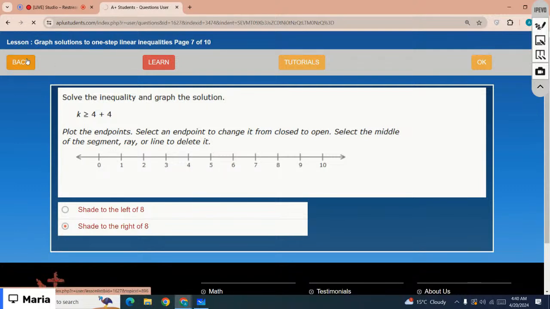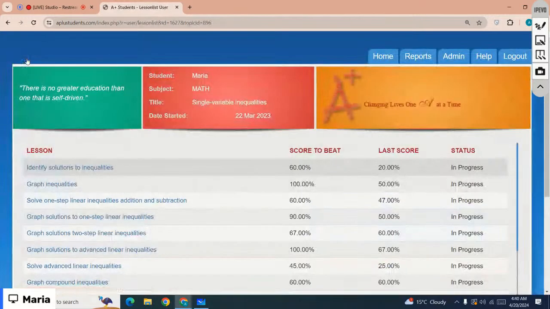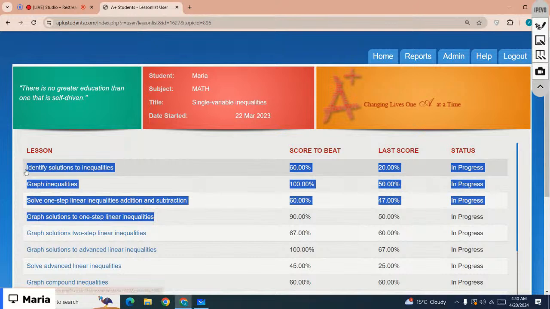Okay, you can complete the lesson by yourself later today. So we were working on grade 9 math. The chapter we were working on is single variable inequalities. The lessons we have covered today are identify solutions to inequalities, graph inequalities, solve one-step inequalities addition and subtraction, graph solutions to one-step linear inequalities, right?